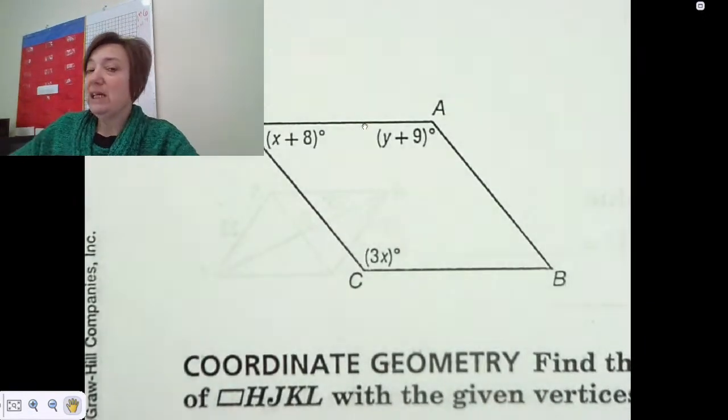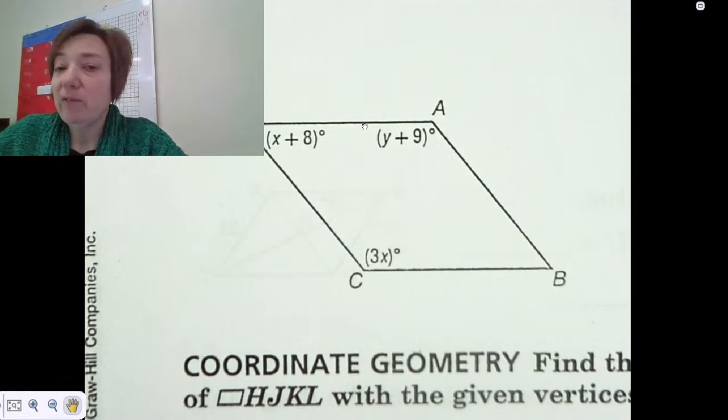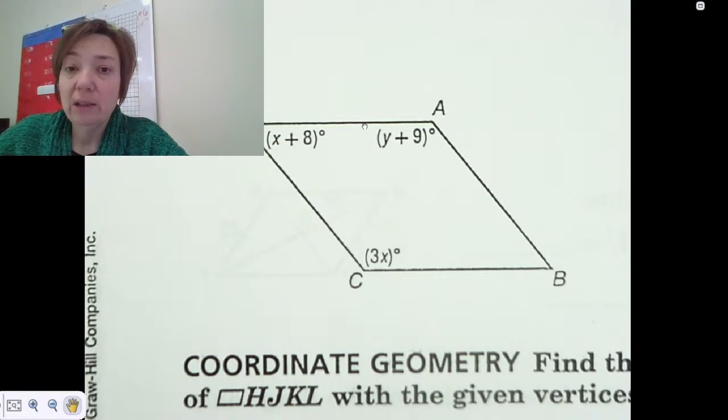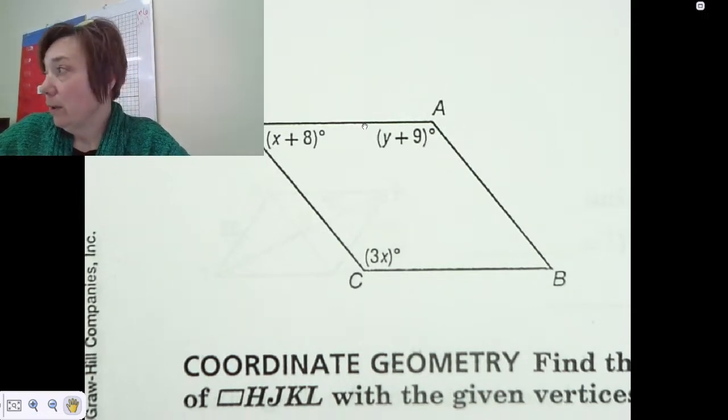Now, look at number 5. Number 5, once again, we've got a parallelogram that gave us some information about the angles. This time they didn't give us any angles. So we're going to have to find everything on our own, right? What angles do we know are congruent? We know A and C are congruent. Here's a problem, though. Can we write an equation?